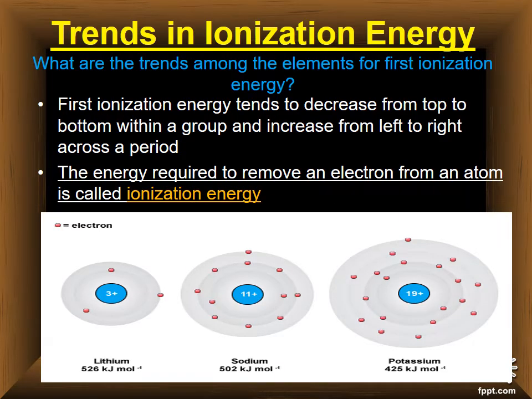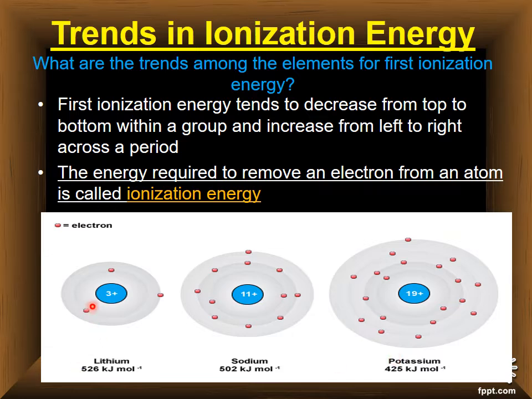Okay students, trend in ionization energy. Before I start the trend, first we have to know what is ionization energy. So the simplest definition of ionization energy is the energy required to remove an electron from an atom. So here are three different atoms. First atom lithium, second sodium, third one potassium.